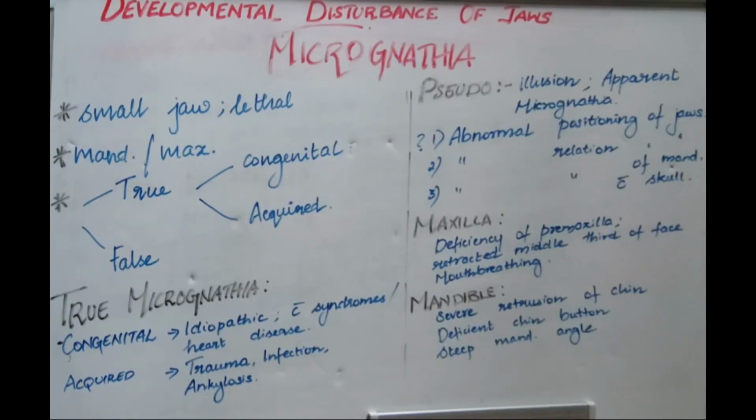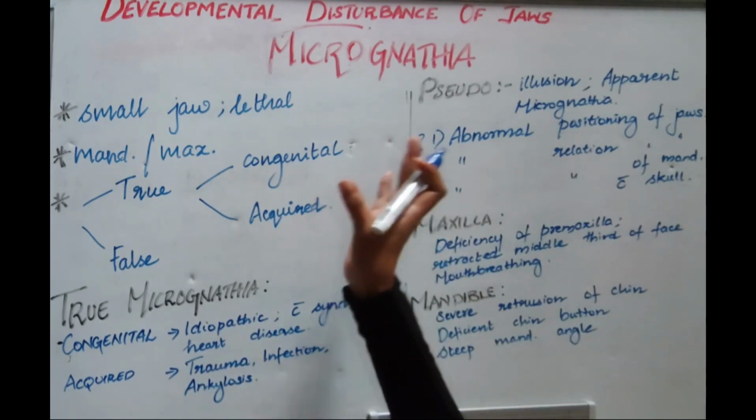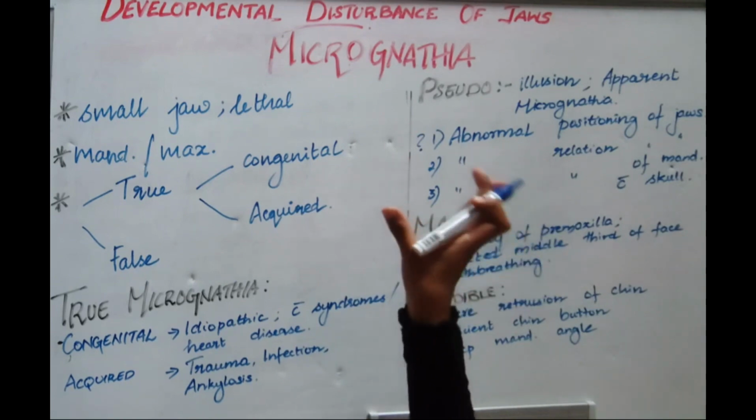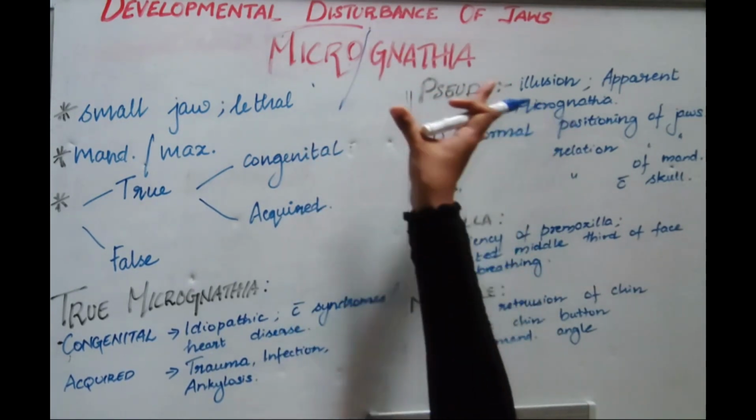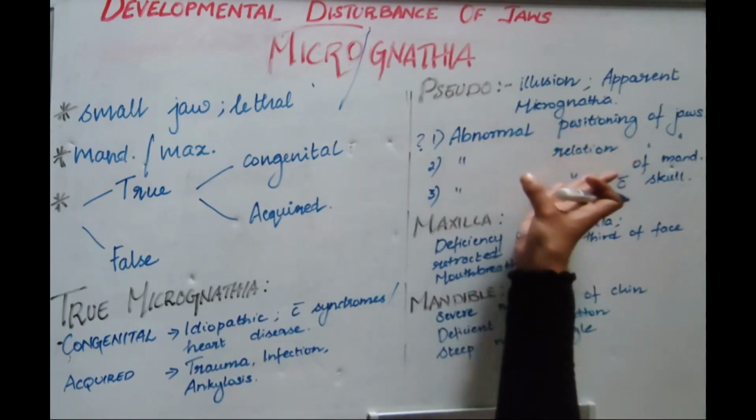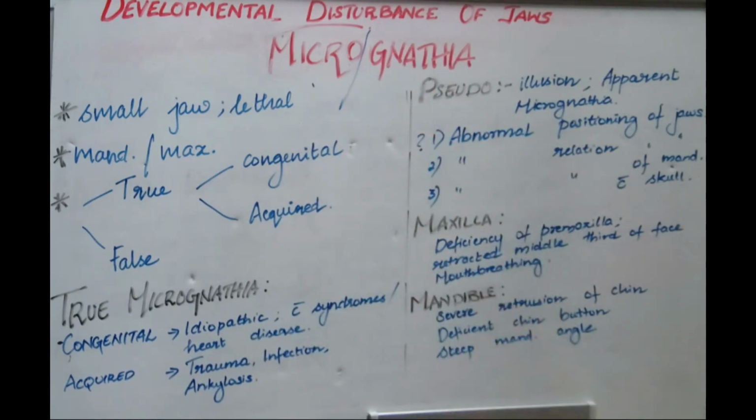Next, we'll be seeing about micrognathia. Same as agnathia, here also when you divide the word micrognathia into two, micro means small size. Gnathia again refers to the term jaw. So micrognathia is a small jaw. It is smaller than the normal anatomical size. When your maxilla or mandible is smaller than the normal anatomical size, then we call it micrognathia.